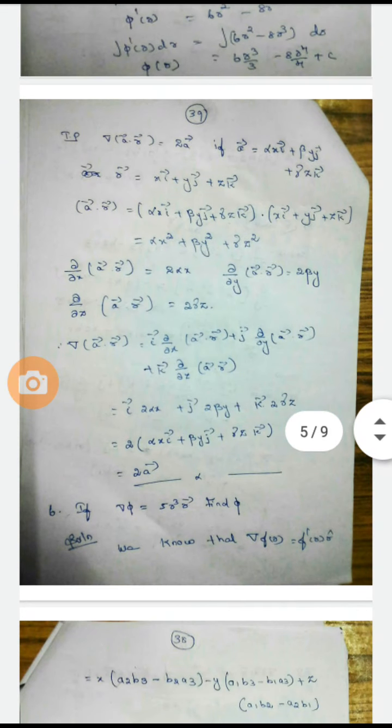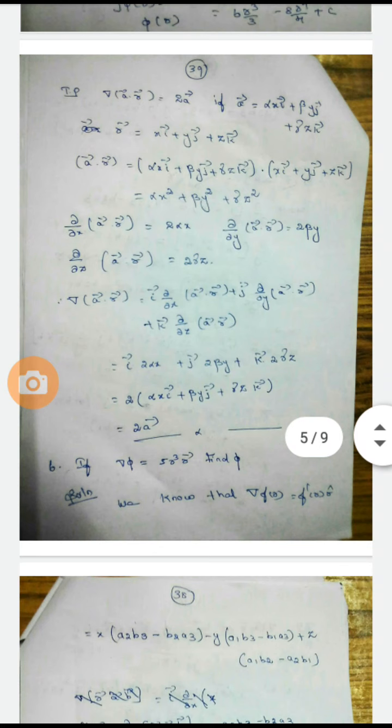The next one: del of A dot R vector is equal to 2A vector, if A vector is equal to alpha x i vector plus beta y j vector plus gamma z k vector. See, in the first part we wrote A vector is equal to A1 i vector plus A2 j vector plus A3 k vector. But here the A vector value is given. So, using that A vector, you have to find A vector dot R vector.